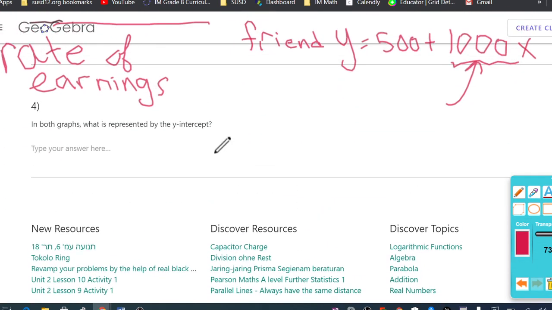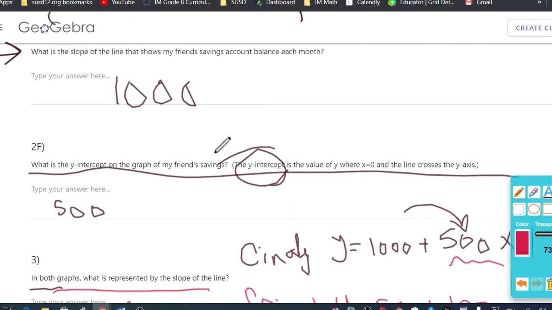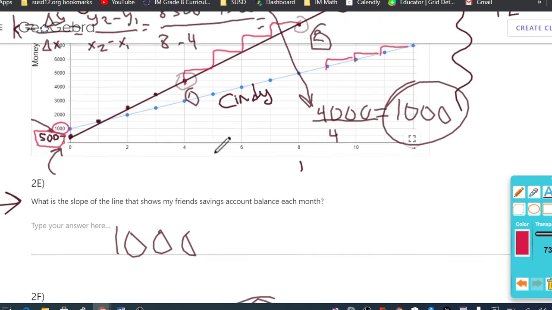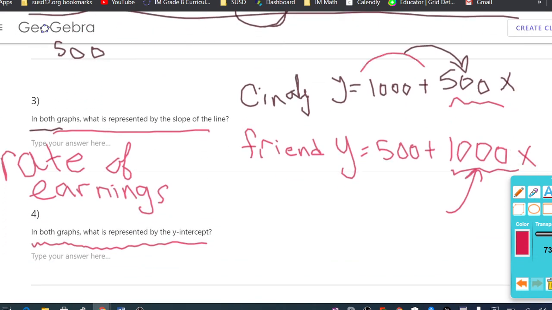Okay, last question. In both graphs, what is represented by the y-intercept? Okay, look again at the graphs. For my friend, the y-intercept is at $500, but for me, the y-intercept is at $1,000. So what does that mean? Remember, I have $1,000 in my bank account before I've even earned any YouTube money. My friend had $500 before she earned YouTube money.